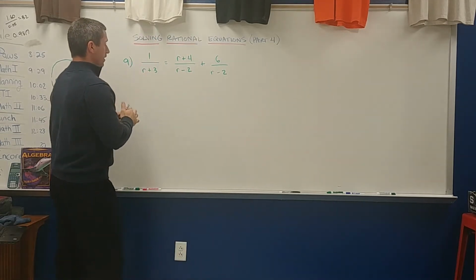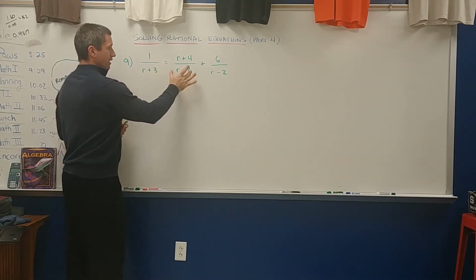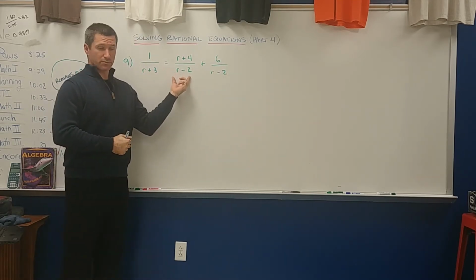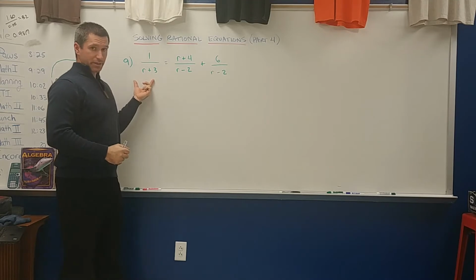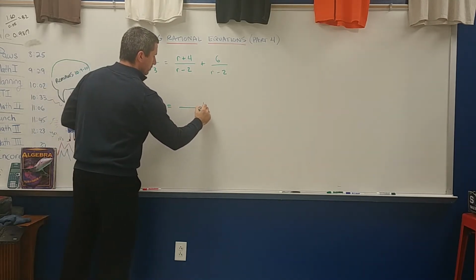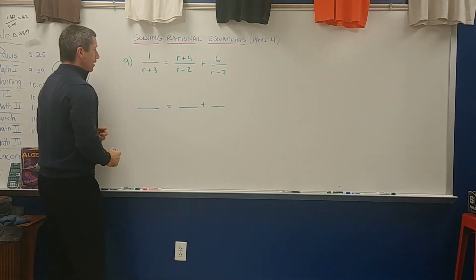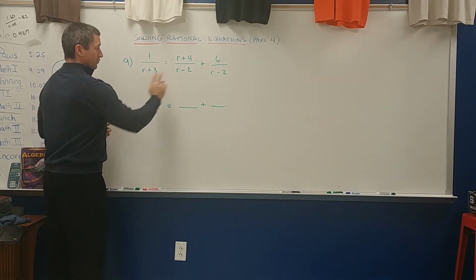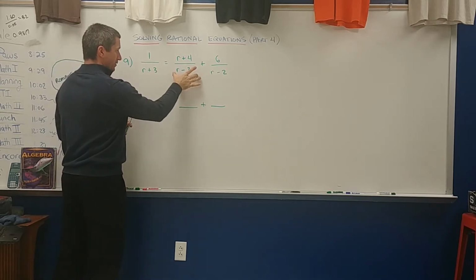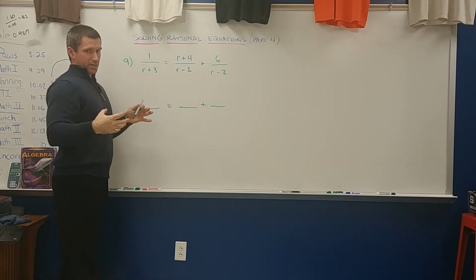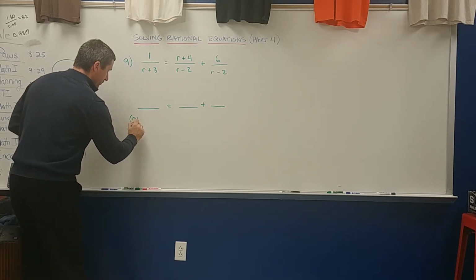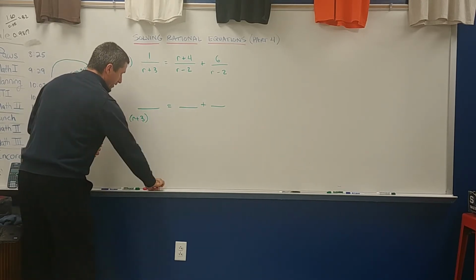Number 9. We have r plus 3 and a couple of r minus 2s. So this one doesn't have the r minus 2, and these don't have the r plus 3. So for the common denominator, we need both of those binomials. Just think this is a number, and this is a different number, and you multiply those numbers together to get the common denominator. Okay?